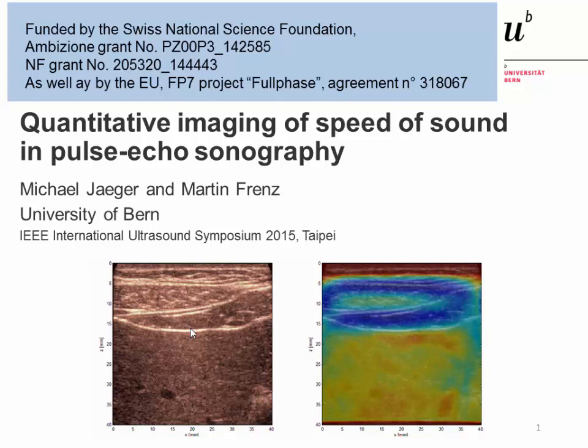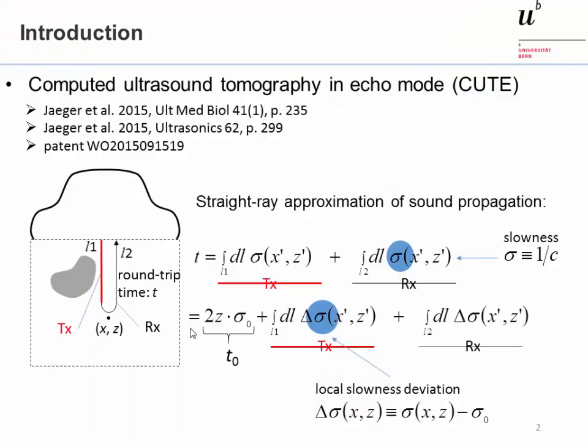So my goal is to provide a value of local speed of sound here in a color map to aid a quantitative diagnosis, for example, of liver disease in pulse echo ultrasound. And the principle behind this technique, computed ultrasound tomography in echo mode or CUTE, is shortly summarized here.